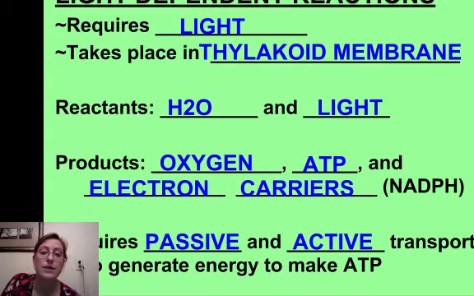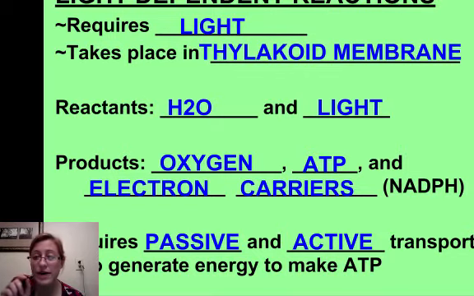So just to sum up the light-dependent reactions, it's going to need light. It takes place in the membrane of that thylakoid piece, which is deep within the chloroplast. The reactants are water and light. The products, we make some oxygen, which is given off as a waste product.